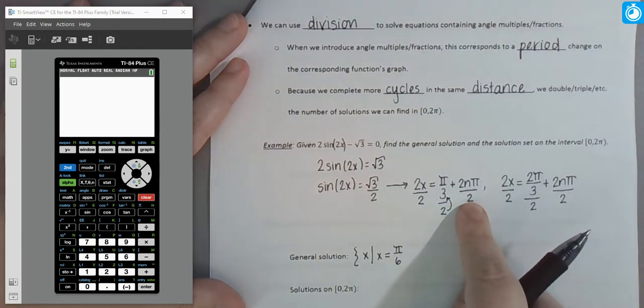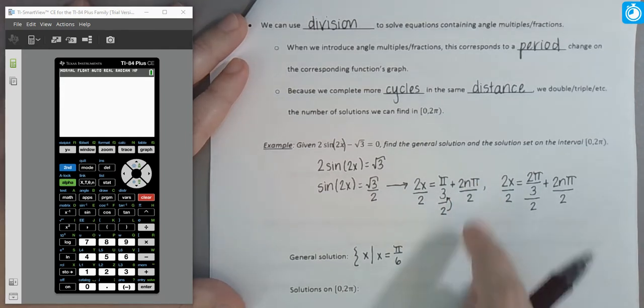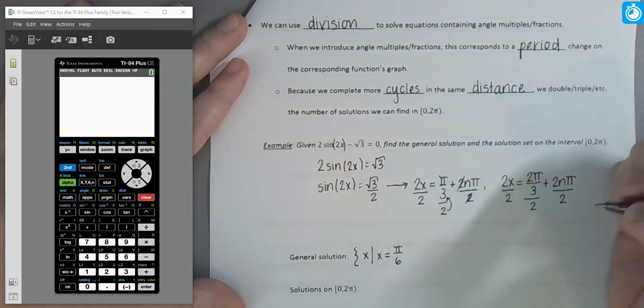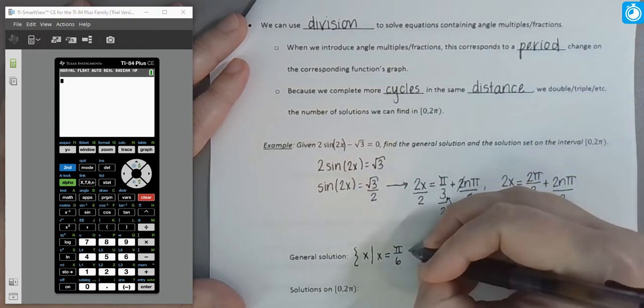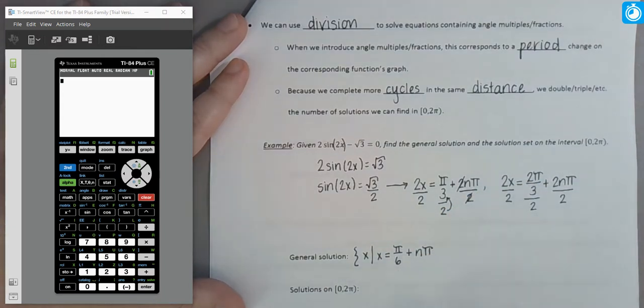But notice when we divide by 2 over here, we no longer have 2 pi, in other words, multiple rotations around the unit circle. These 2's are going to cancel as well. And so we're only left with n pi. That means half rotations. Why did this happen?